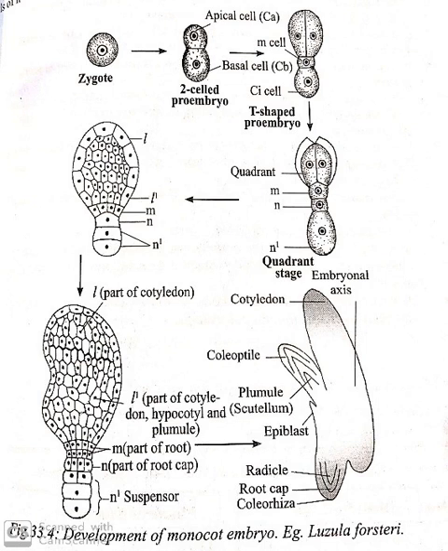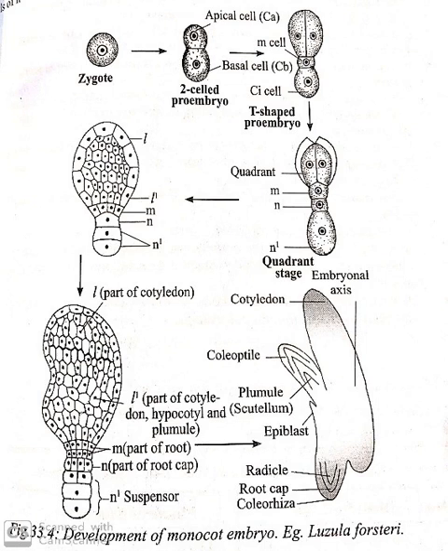In the second step, the apical cell of the proembryo divides vertically to form two cells. The basal cell of the proembryo undergoes division to form two cells. They are the M cell and the Ci cell. At this stage, the embryo consists of four cells arranged in the form of T. So this stage is known as the T-shaped proembryo stage.